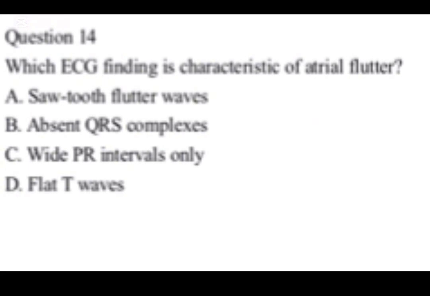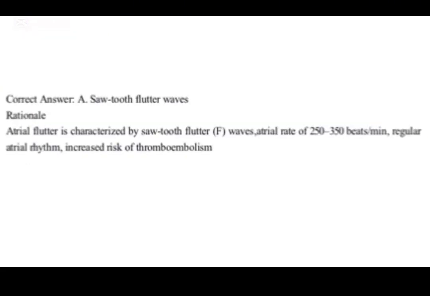Which ECG finding is characteristic of atrial flutter? A. Sawtooth flutter waves. B. Absent QRS complexes. C. Wide PR intervals only. D. Flat T waves. Correct answer: A.